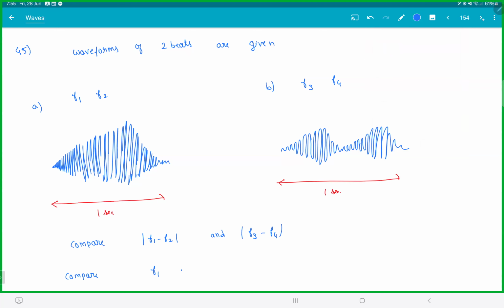Compare F1 and F3. So using these two waveforms, you need to tell me the difference, who is bigger, F1 or F3. This thing I couldn't draw properly, but it is more compact. What do you guys think?